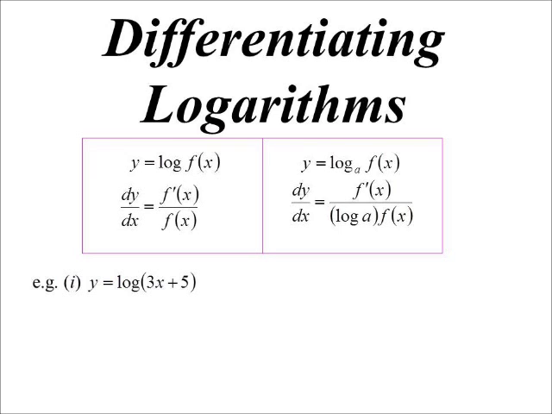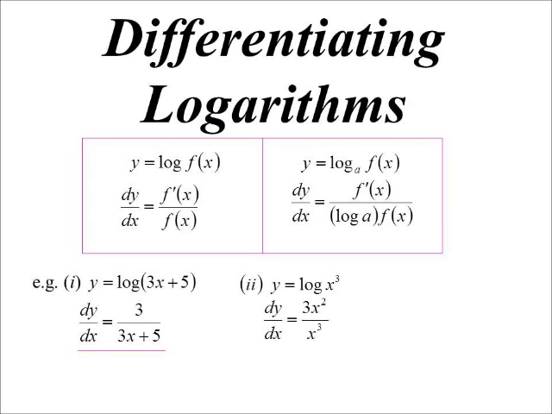So then differentiating them becomes quite easy. I mean, the function there is 3x plus 5, so the derivative is 3 on 3x plus 5. Differentiate the function, 3, over the actual function, 3x plus 5. The log of x cubed, we could do it a couple of ways. I could differentiate straight up and say, oh, well, that's 3x squared on x cubed. And then, of course, the x cubed and the x squared cancel, and I get 3 on x.